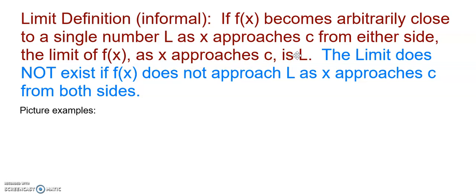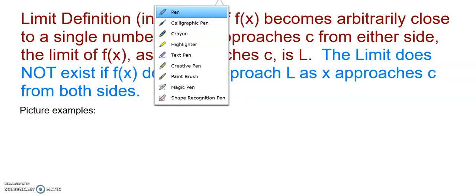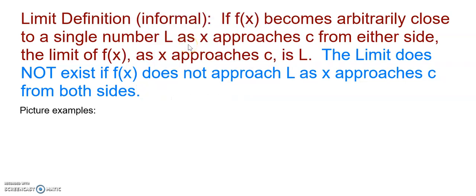The limit does not exist if f of x does not approach L as x approaches c from both sides. And remember, this is the informal definition. So, a couple things. Let's highlight: from either side, from both sides. Very important. Okay, let's see a couple pictures of this, and it will hopefully make a little more sense.